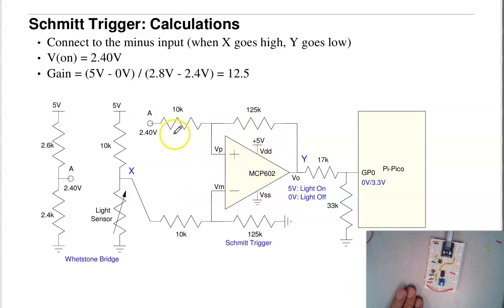The way you do that is, the on voltage is less than the off voltage, so connect to the minus input. The offset is the on voltage, and the gain is the slope. Output changes by 5 volts as the input changes by 0.4, so make this 12.5 to 1. That gives you a Schmidt trigger.